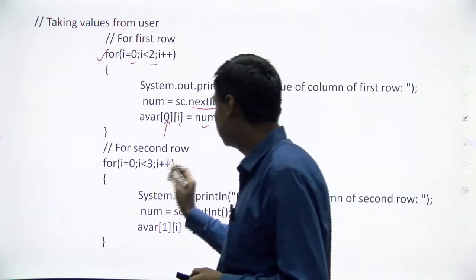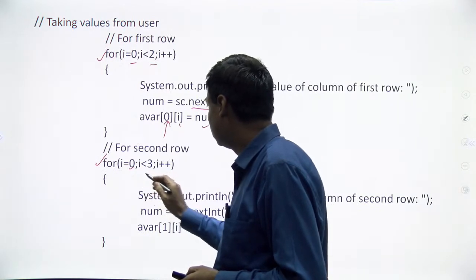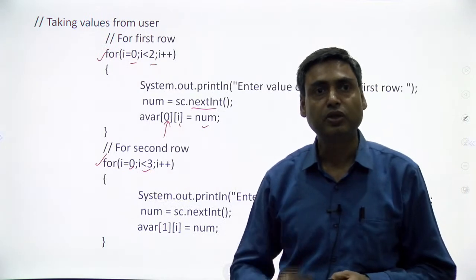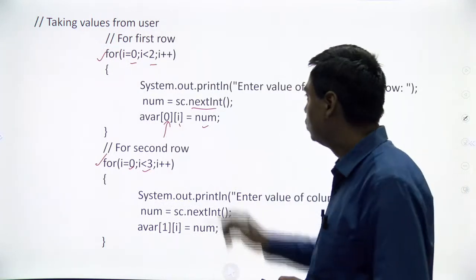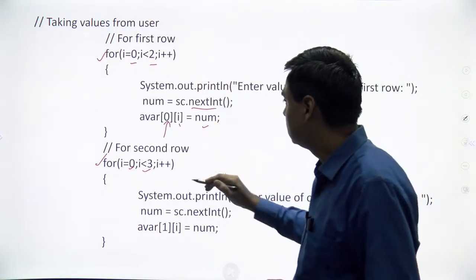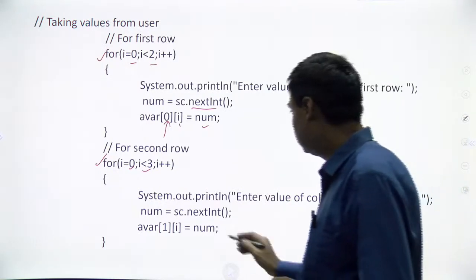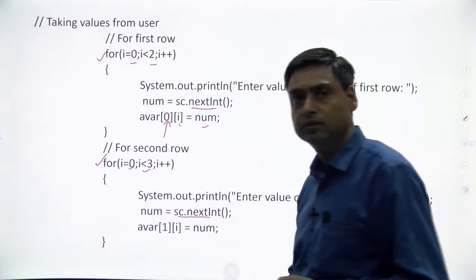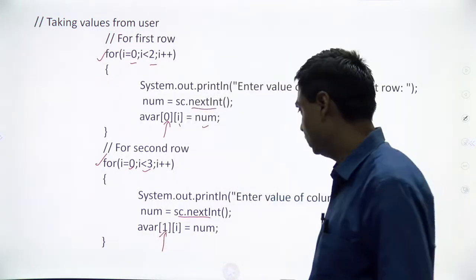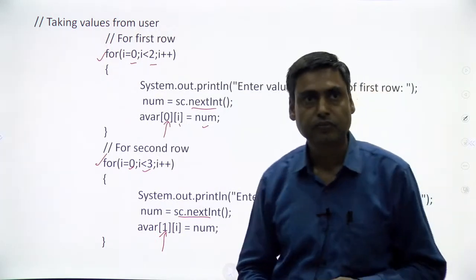Again, for the second row, we put 0 to i less than 3 because the second row consists of 3 columns. So you can see here, for the first row there is a separate for loop, for the second row there is a separate for loop. Then we are using sc.nextInt. Here the row is fixed, that is 1, and we allocate the value into this location.